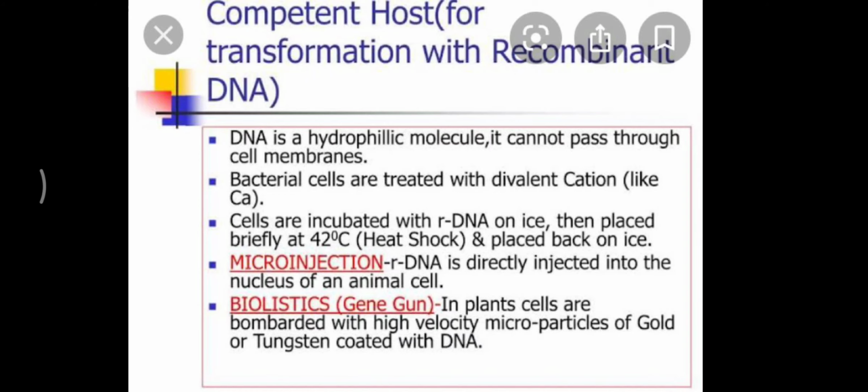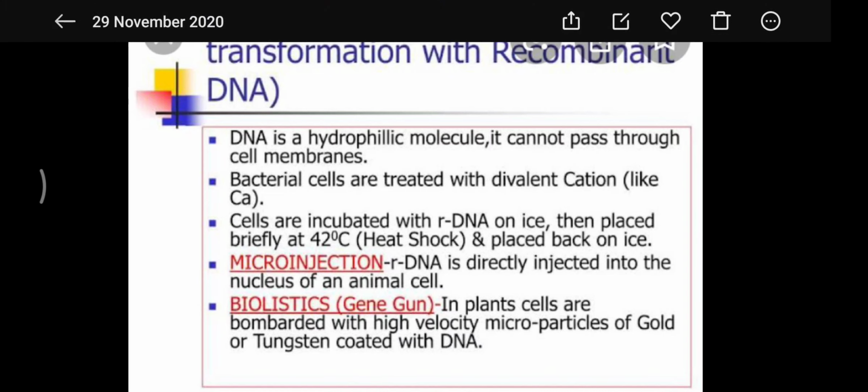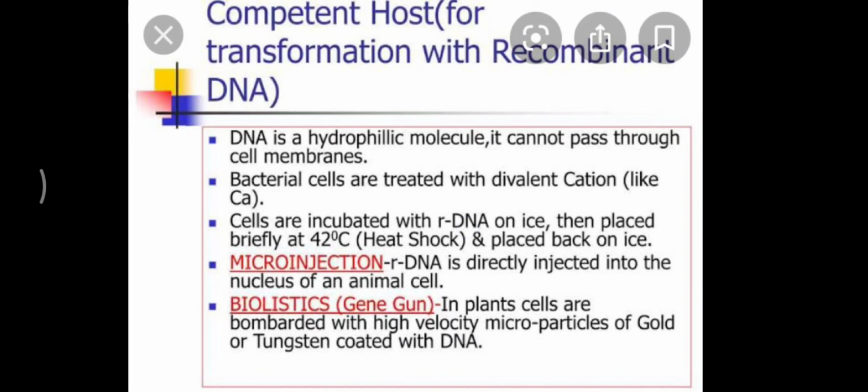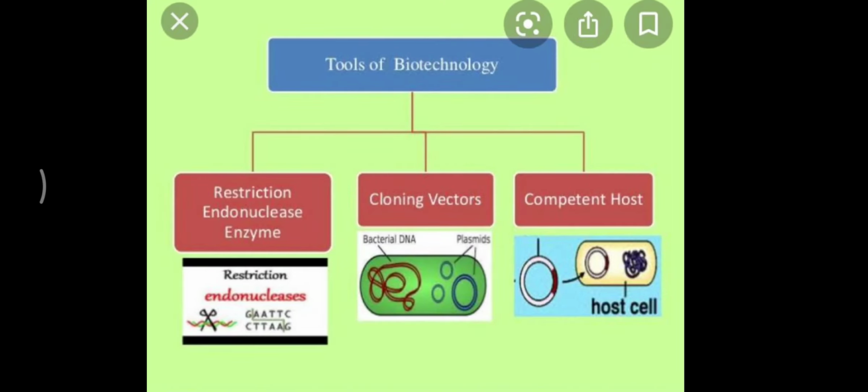The process by which the recombinant DNA enters into the host cell or bacterial cell is called transformation. So, this is the complete process by which the bacterial cells allow the recombinant DNA to enter into them, and host cells are made competent.